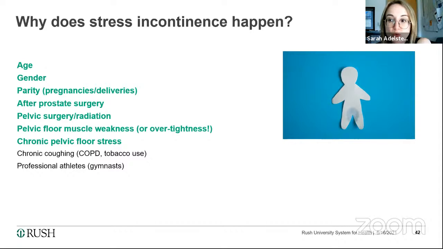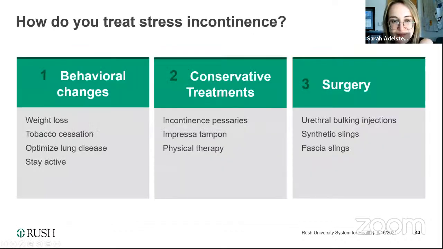Pelvic floor muscle weakness, or even high tone pelvic floor problems, like that pain condition I mentioned before, can cause stress incontinence. Chronic pelvic floor stress, so somebody who's had lifelong poorly controlled asthma, or somebody who has COPD, or smokers, people who are chronically coughing, that is a chronic stress on that pelvic floor that can cause weakness and deterioration over time. Professional athletes like gymnasts also just have a lot of extra stress on this pelvic floor muscle group. And so all these folks are at risk for stress urinary incontinence.